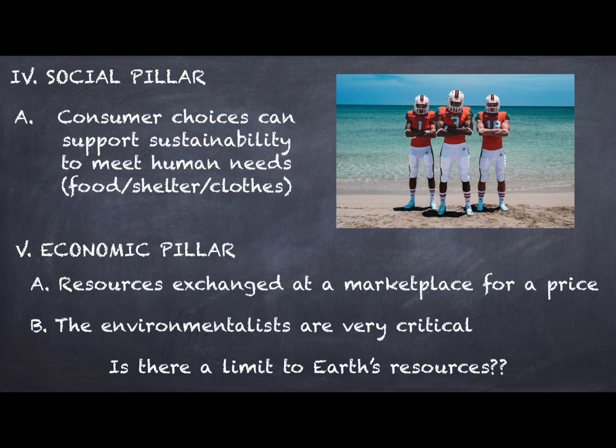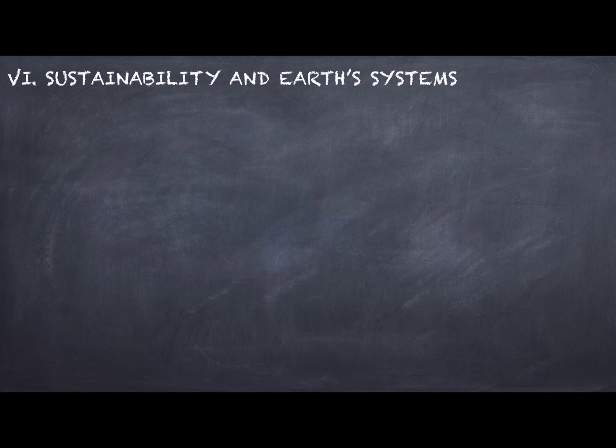So that is an example of where an environmentalist might have a problem with businesses that are leaking gas or fuel or causing air pollution by using those airboats out in the Everglades. That's a pretty good example for you to understand this a little better and how they all work together. Now, let's talk about sustainability and Earth systems.